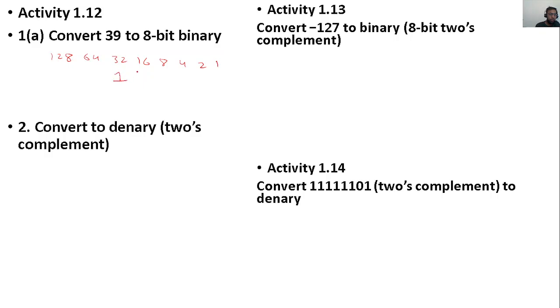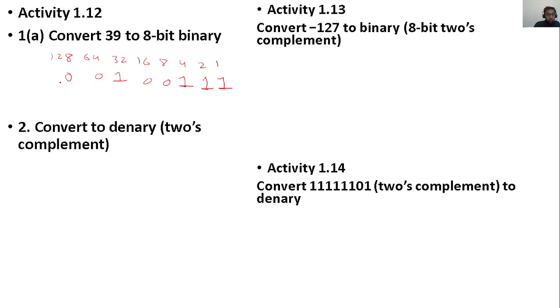We put 1 here. 32 plus 16 gives us larger than this. 32 plus 8 is also larger than this. 32 plus 4 is smaller than this. We put 1 here. 36. And then 36 plus 2 is also smaller, 38. And 38 plus 1 gives us 39. Now this is the conversion of this number into binary.